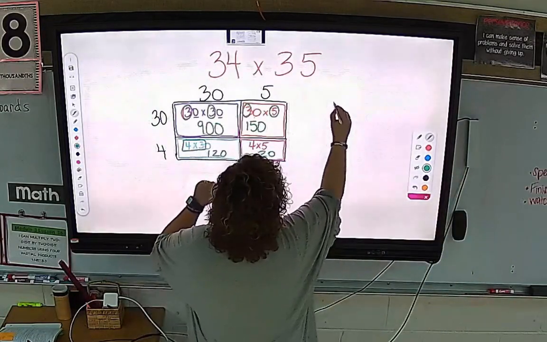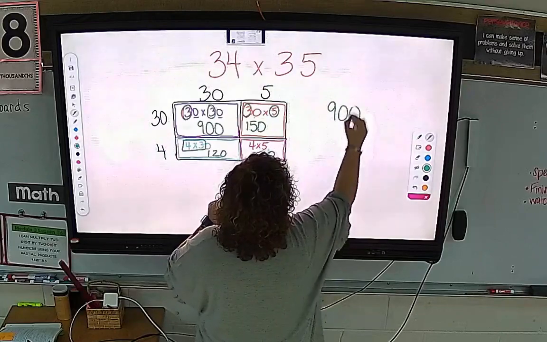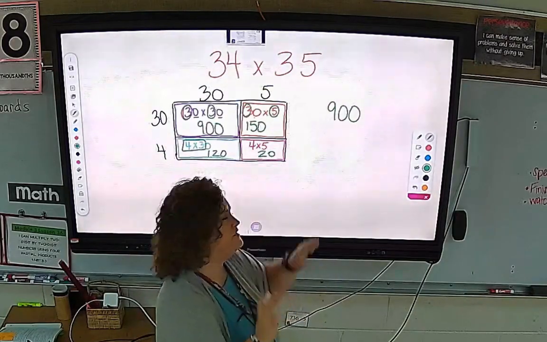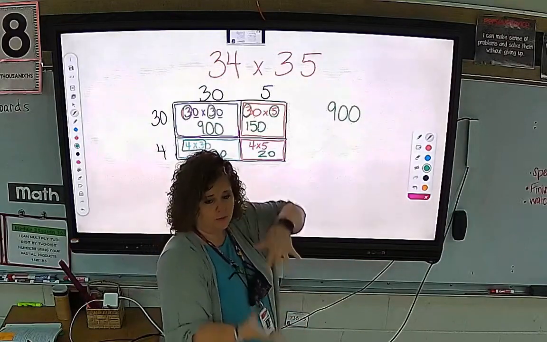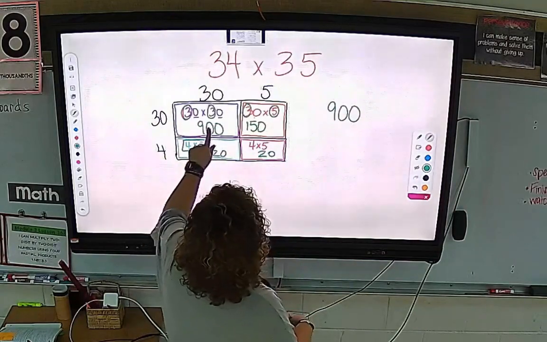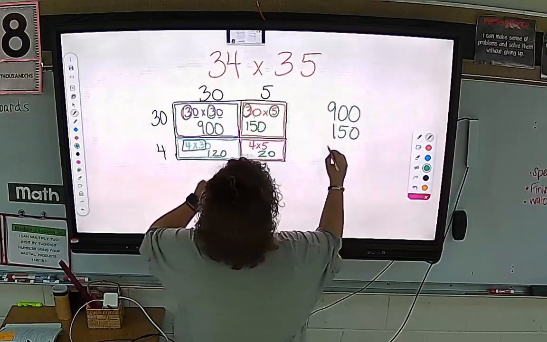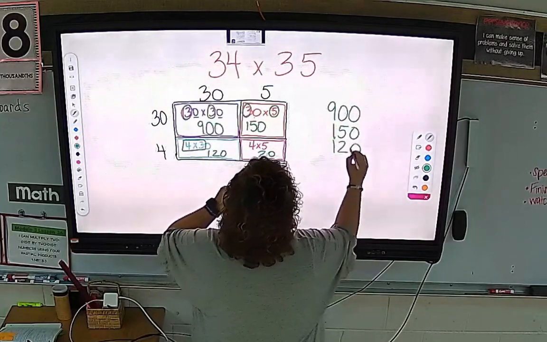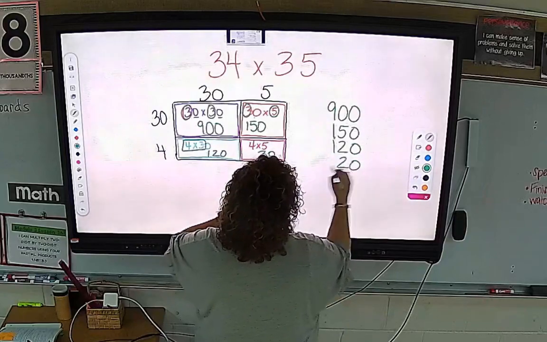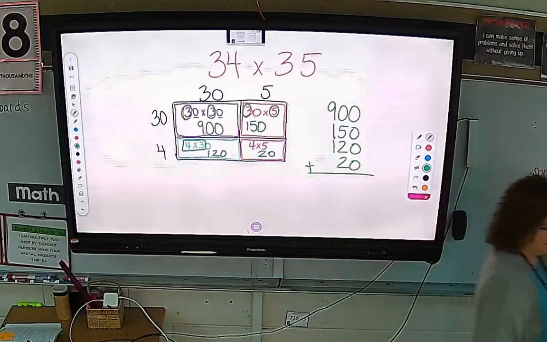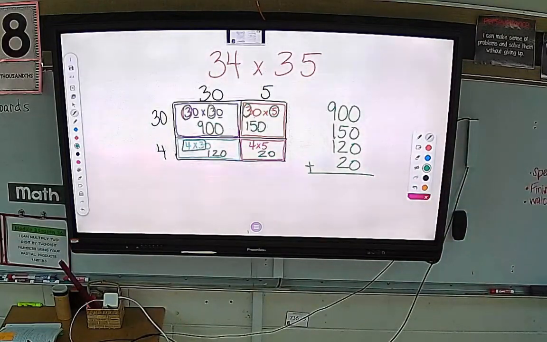900. Actually, let me reverse that. It's not really where partial product starts. This step is in partial product. Let me say it that way. We've got 900, we've got 150. We've got 120, and we've got 20. We're ready to add up all those pieces. Now we don't have 2 things to add up. We've got 4 things to add up. So what would be really important to remember right here, right now?